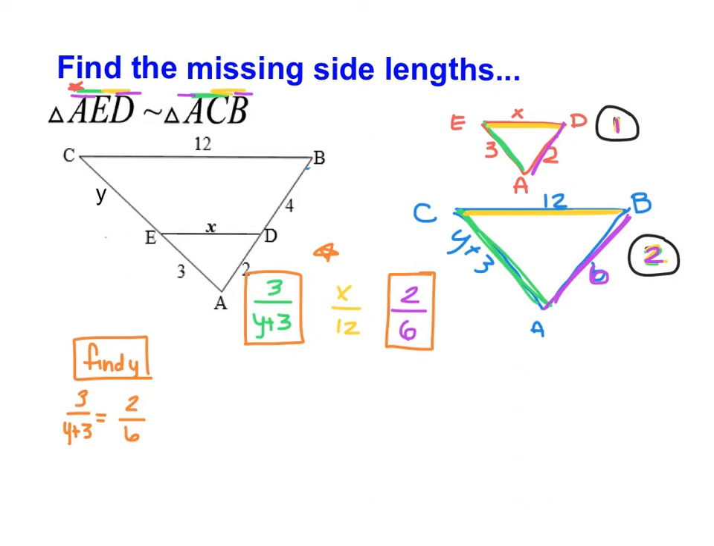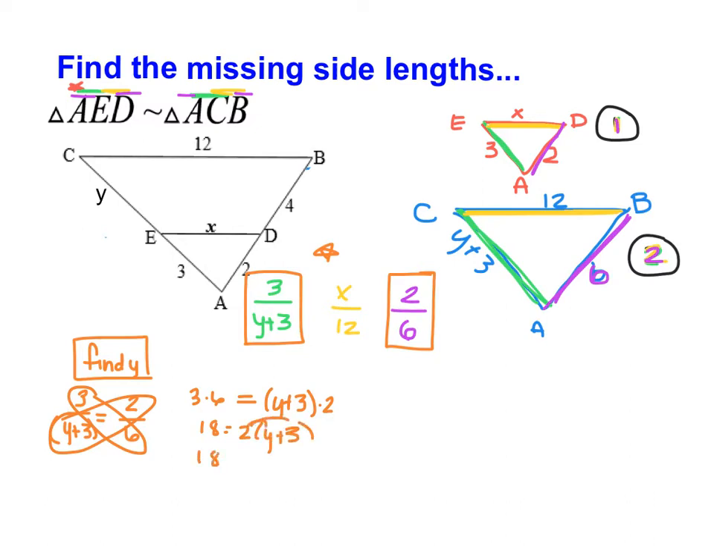Now because I have y plus 3, remember we want to put parentheses around the y plus 3. And then I'm going to cross multiply here. So we have 3 times 6 is equal to, we've got these two times each other, so it's y plus 3 times 2. So we have 18 on this side. Then if you want to put the 2 in the front, you can do that here. And then we distribute.